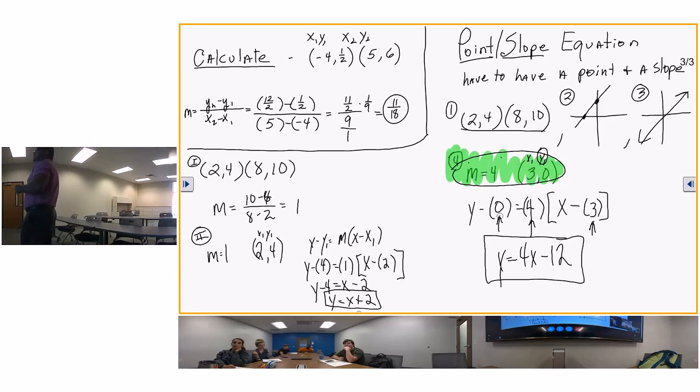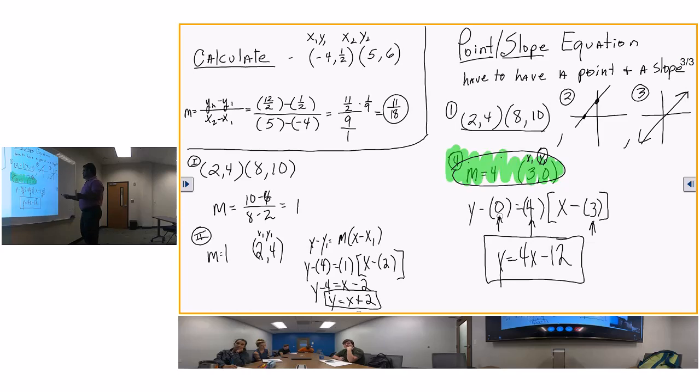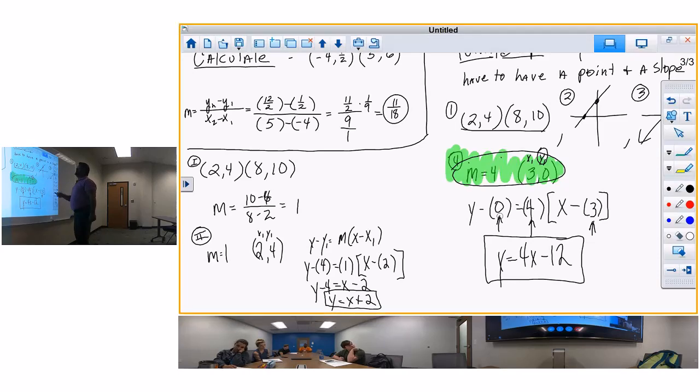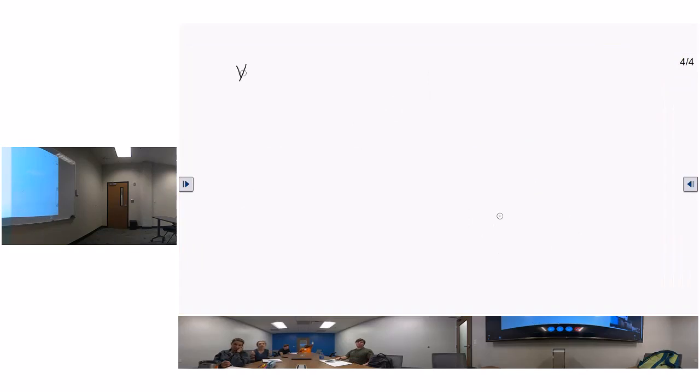Okay. So now you know how to find the slope, and you know how to find the point slope equation. Now let's do y is equal to a number, and x is equal to a number. Y is equal to 2. Y is equal to 7. Y is equal to negative 1/2. Y is equal to negative 3.